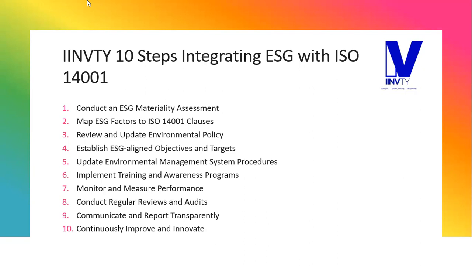Next, you are going to monitor and measure the performance with respect to these ESG parameters by conducting regular reviews and audits. As I told you, this can be your internal auditing also. The ninth step is to communicate and report transparently. It can be done in your management review meeting, where you can add this as one of the elements. The last step, in your management review meeting, is to always ensure continual improvement towards the ESG objectives which you have laid out.